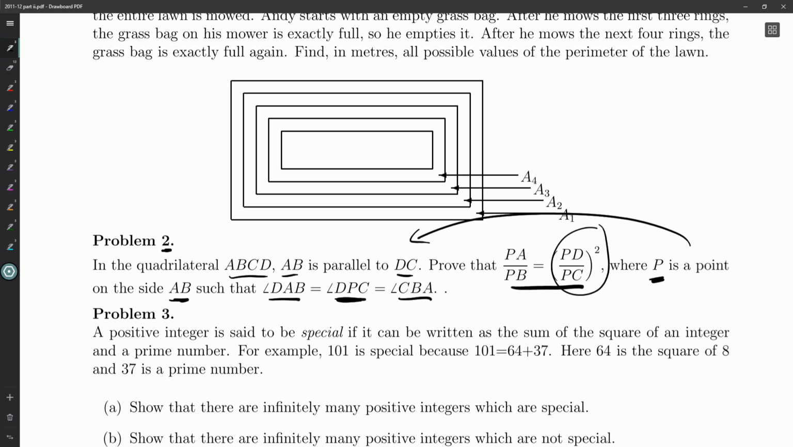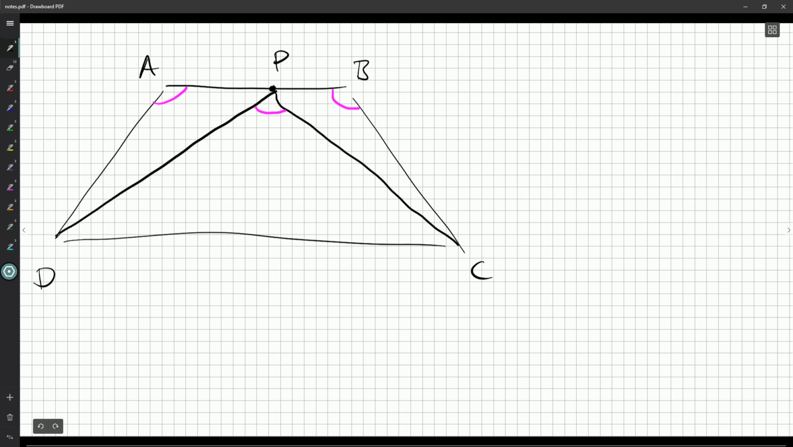Just because they're talking about side lengths, I'm starting to think about congruency. I'm starting to think about similarity. So maybe some similar triangles are kicking around here. We do have three angles that are the same. So definitely something to think about.